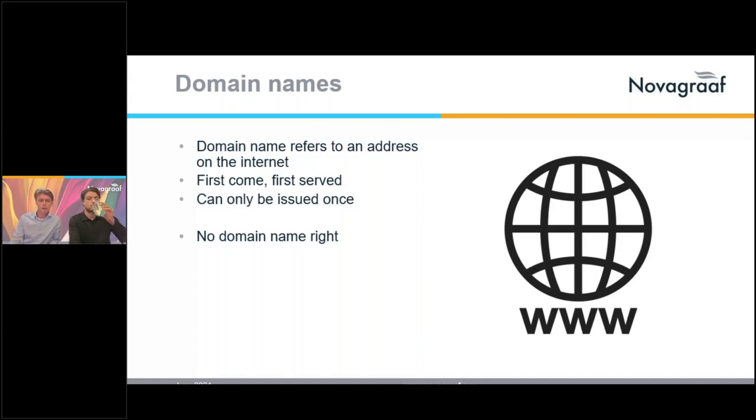And there is a first come, first served policy when it comes to registering domain names. And a domain name can only be issued once. And that means that if you are the first one to register a certain name with a certain extension, then no one else can register that specific name and extension.